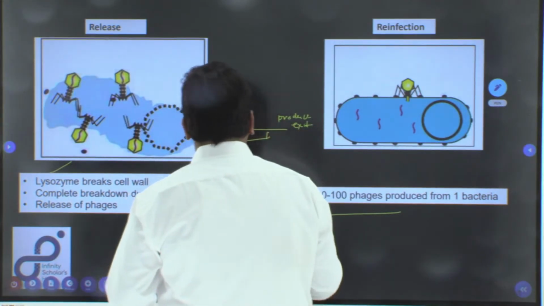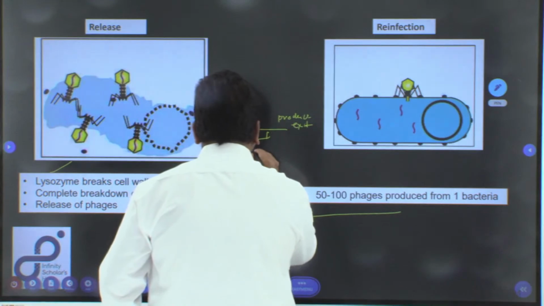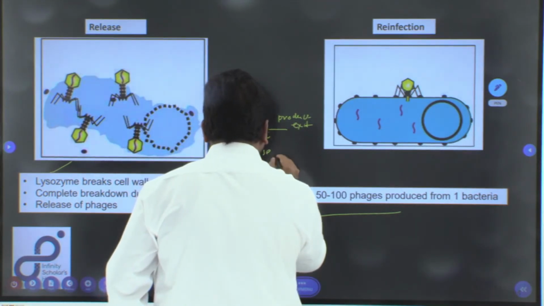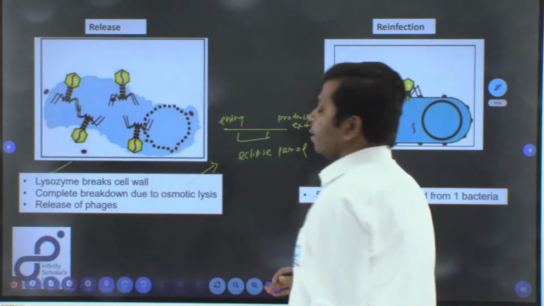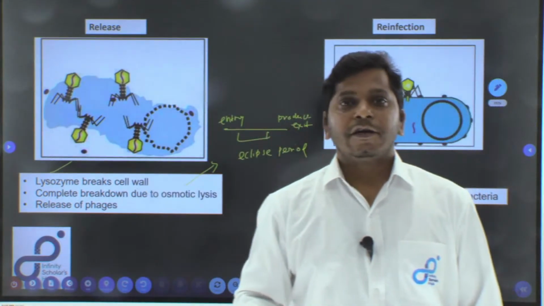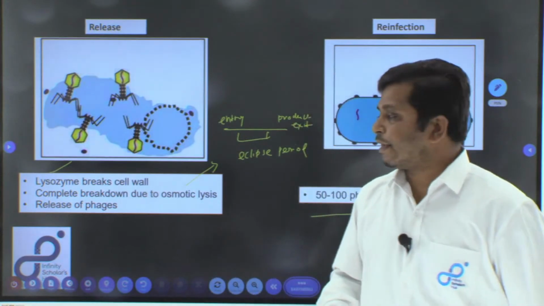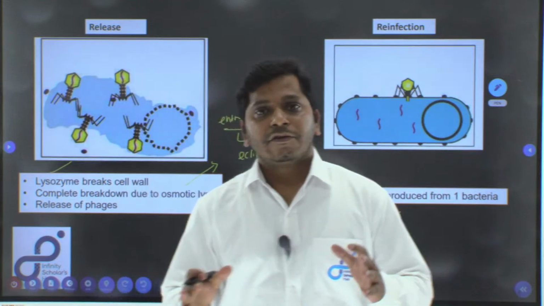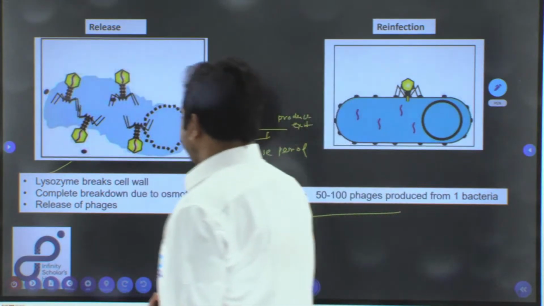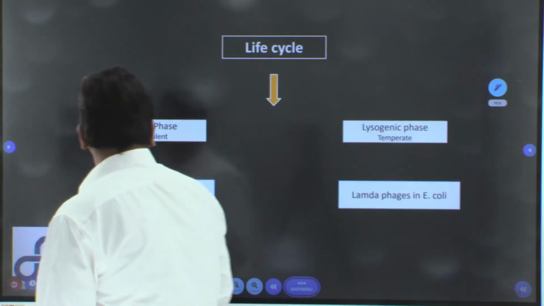And this time gap is called an eclipse period. Eclipse period is the time required by the bacteriophage to enter inside the bacterial cell and then reproduce inside it and then come out. So that is usually called the eclipse period.